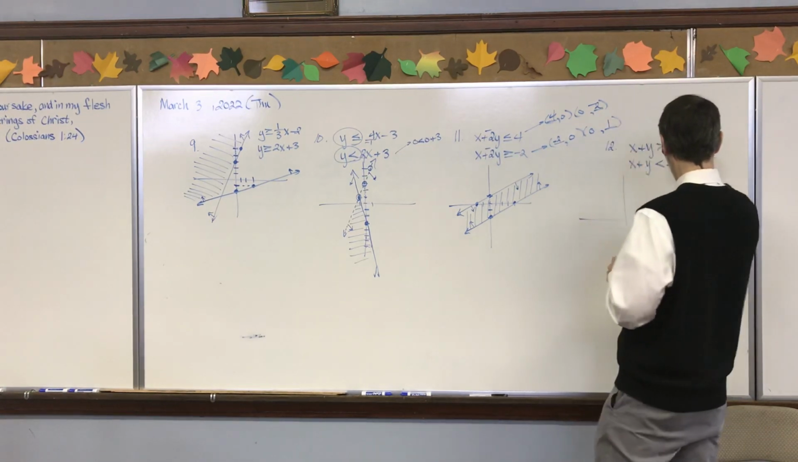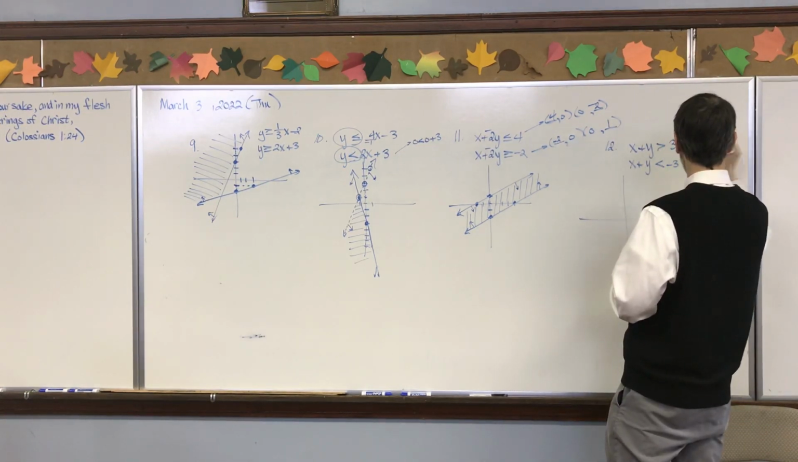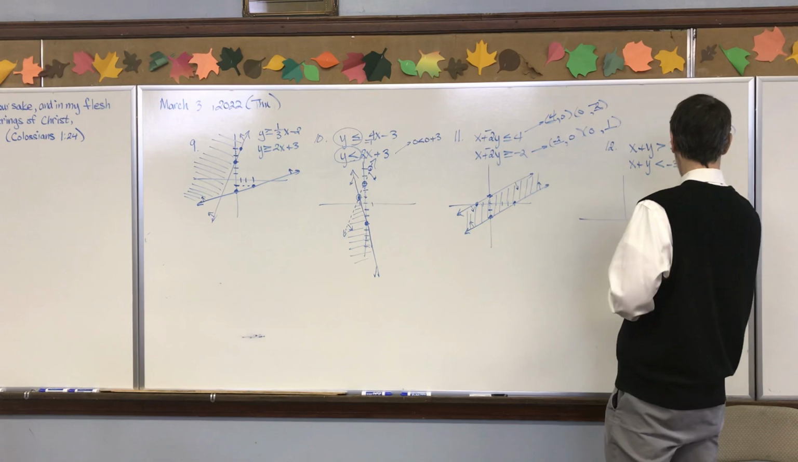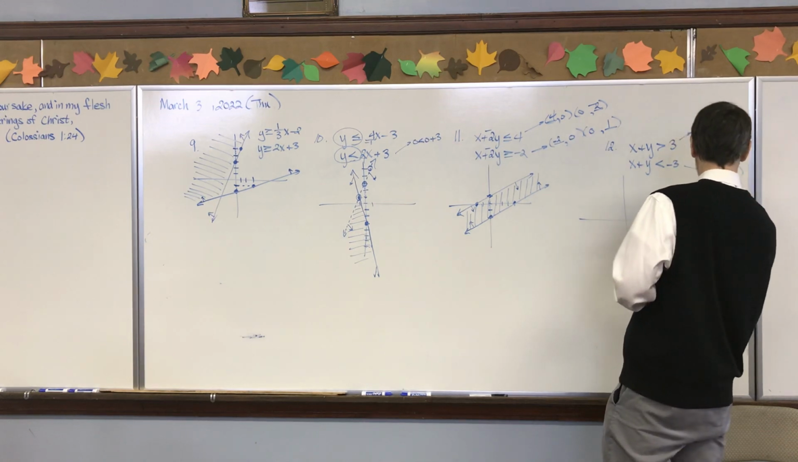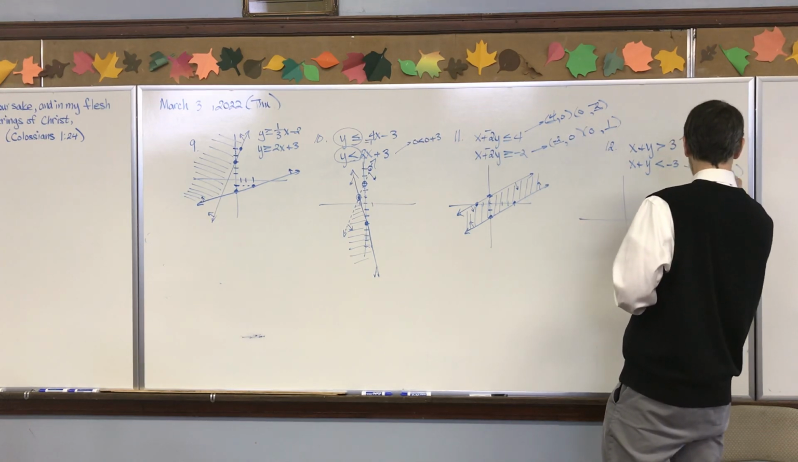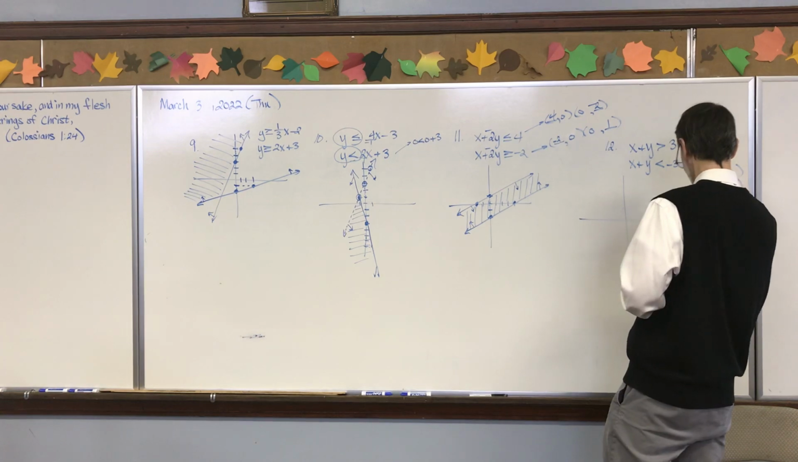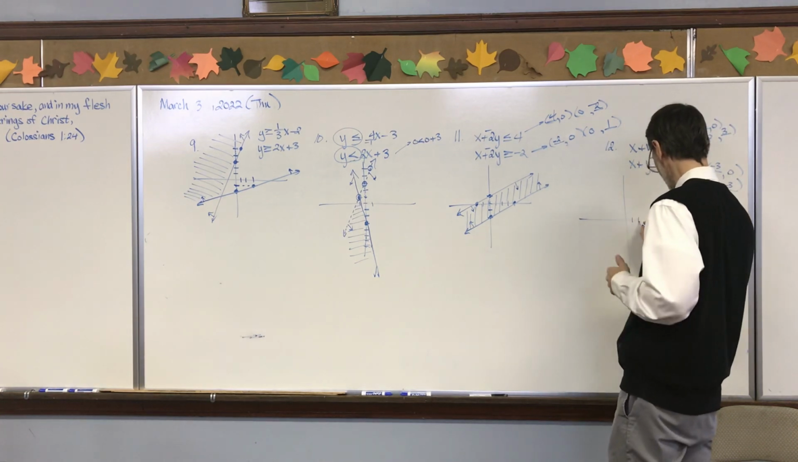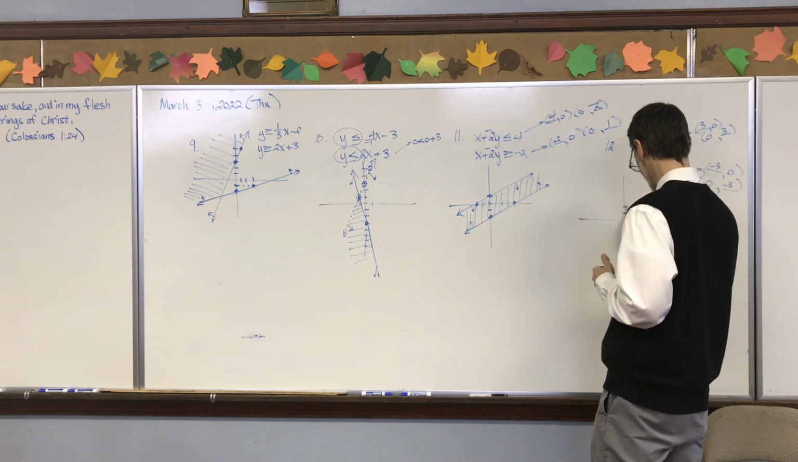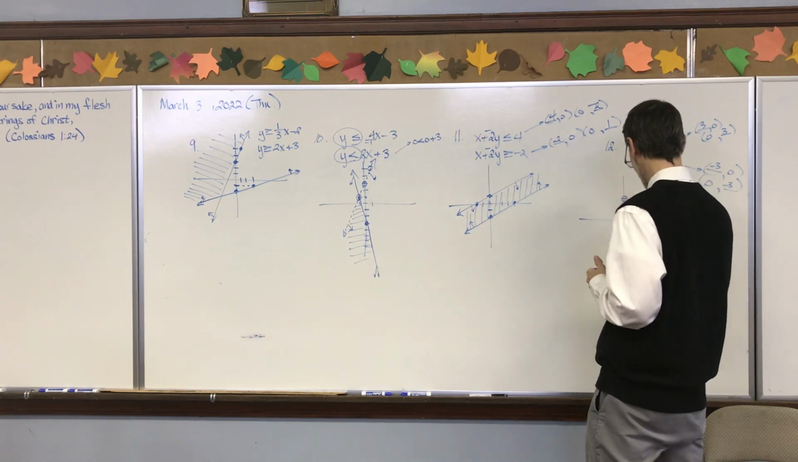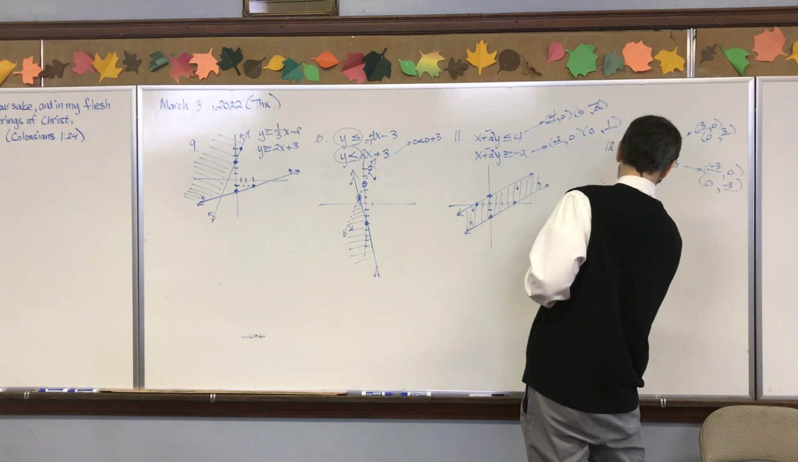I'll kind of turbo this. The top one is going to be 3, 3. The bottom one is going to be negative 3, negative 3. Let's try that. So 0, 3, open dot. That's 3, 0, sorry. And then 0, 3, open dot. Dotted line.